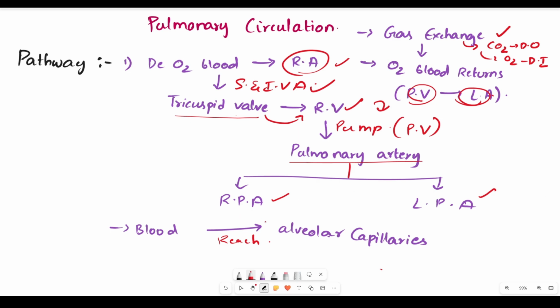So this blood will finally reach the alveolar capillaries. In the alveolar capillaries, the gaseous exchange occurs, where carbon dioxide will be diffusing out of the blood and oxygen will be diffusing into the blood, thereby causing the oxygenated blood to return. So the oxygenated blood will be returning via the pulmonary veins to the left atrium.